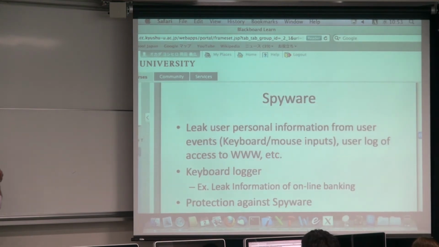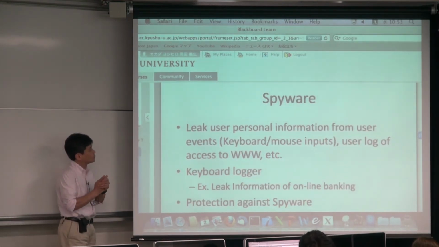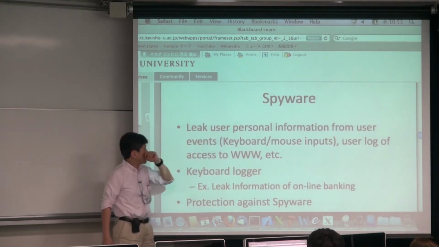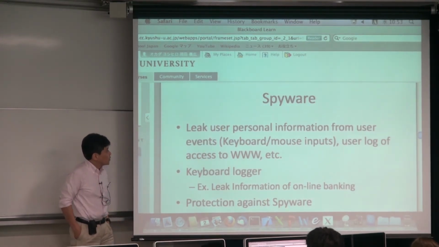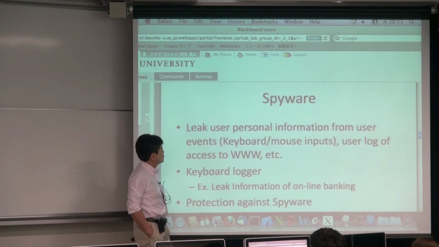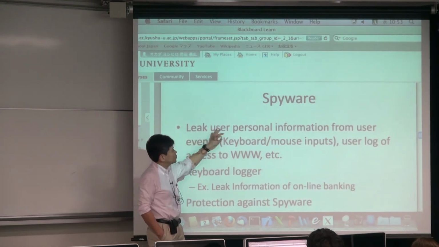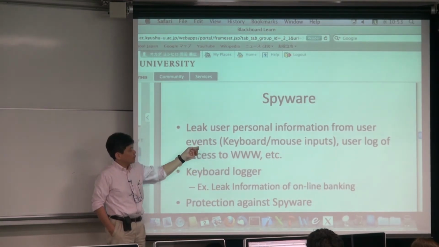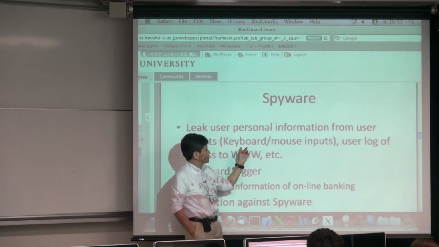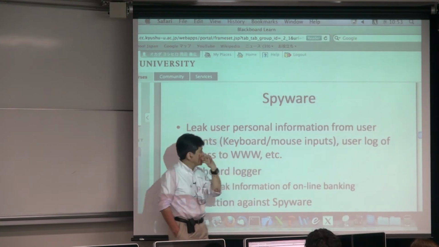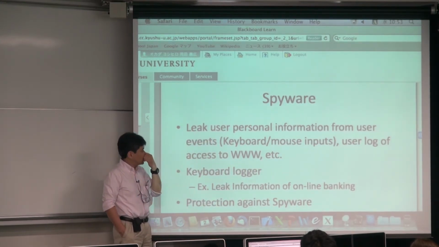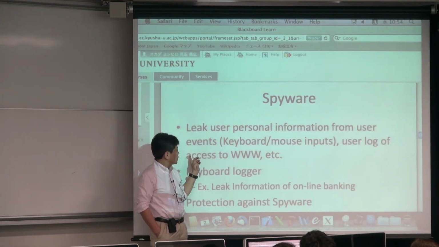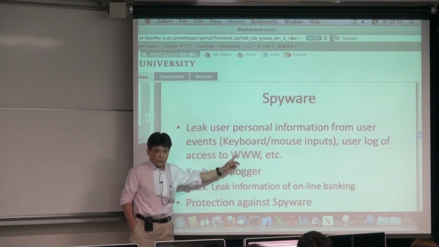So the technical term about ethics and security is spyware. Okay. So spyware works to leak user personal information from user events. For example, keyboard input, mouse input, or user activity log. For example, access to the World Wide Web. Okay.